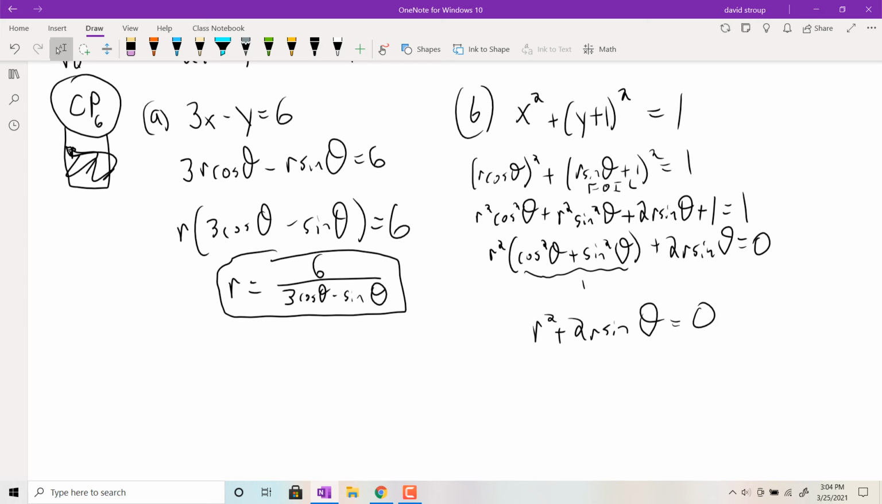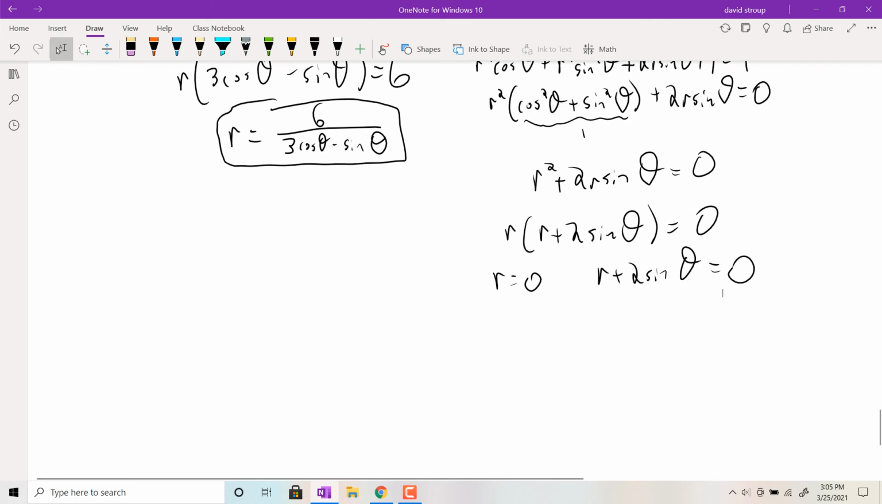And this is where the weirdness sort of pops up. You'll see in the book they want you to factor it into two parts, like this. If you were solving for r, you would probably want to do this. Don't move the 2r to the other side. Factor it and set each part equal to 0. And then you get r equals 2 sine theta and r equals 0.